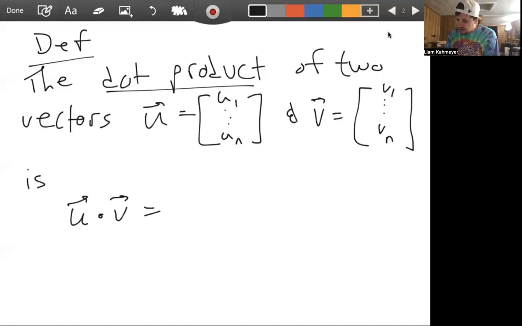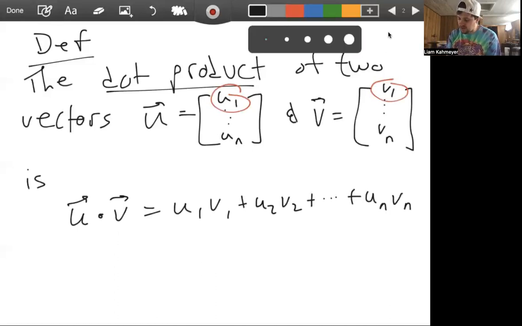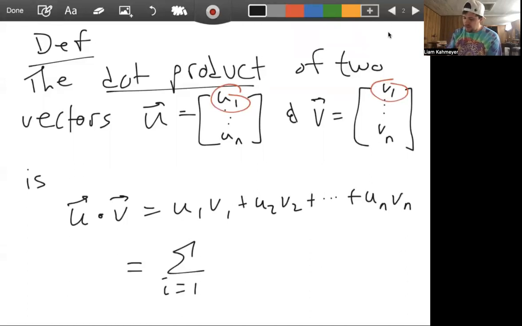We have U dot V is equal to U1 times V1 plus U2 times V2 plus, et cetera, plus Un times Vn, right? And you can really see here, we're taking the first component of U, multiplying it by the first component of V. We add that to, right? You're taking the sum of products of components here. If you would like to see this written a little more compactly, the definition of the dot product would be the sum from i ranging from 1 to n of ui vi, right?